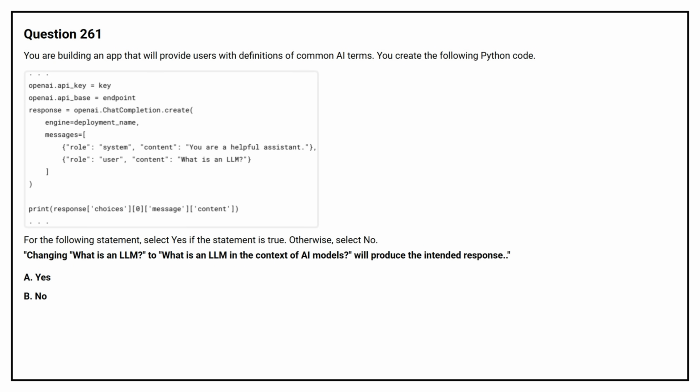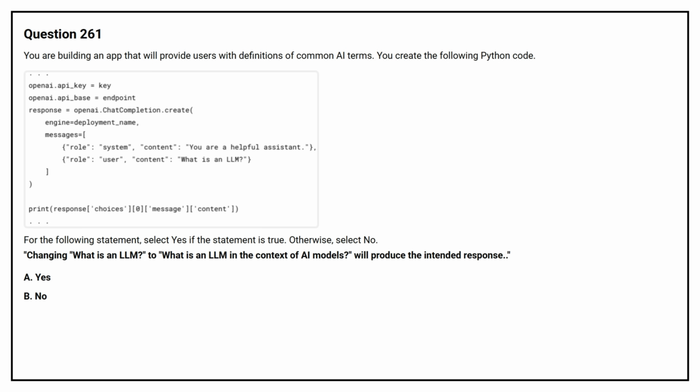Question number 261. You are building an app that will provide users with definitions of common AI terms. You create the following Python code. For the following statement, select yes if the statement is true, otherwise select no. Changing "what is an LLM" to "what is an LLM in the context of AI models" will produce the intended response.